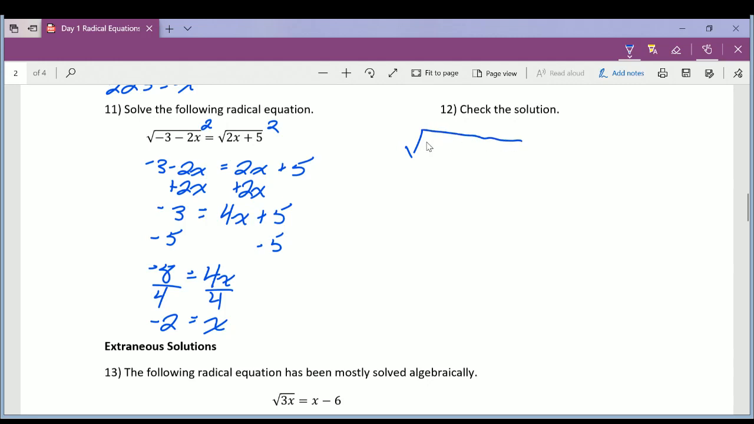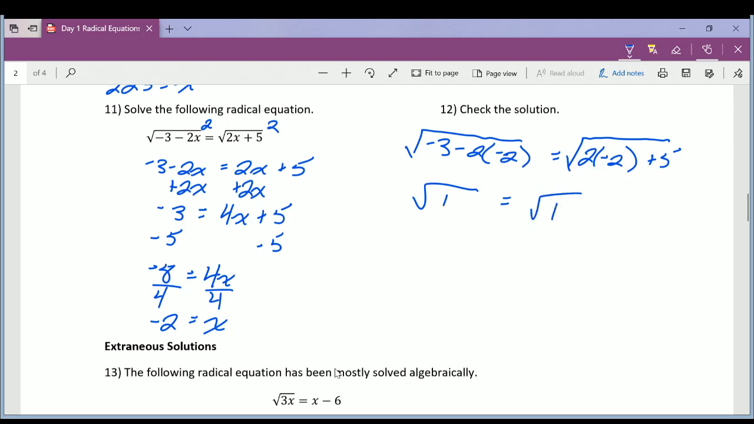Here we go. Negative 3 minus 2x equals square root 2x plus 5. We'll put negative 2 in both spots. And you can check it yourself each time. The left-hand side, that's 4 minus 3, or the square root of 1. The right-hand side is going to be 5 minus 4, which, again, we've got square root of 1. So we do have the same statement on both sides. Yeah, x equals negative 2.